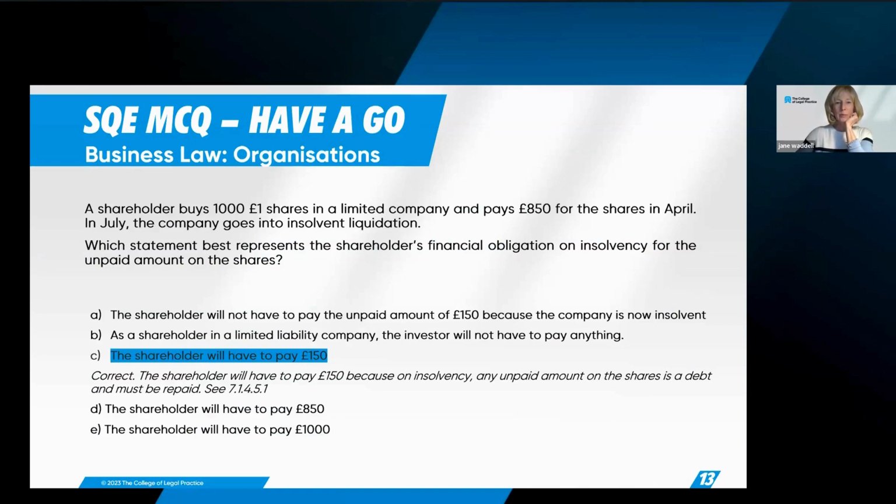If a shareholder buys £1,001 shares, but they only paid £850, they owe the company £150. So they've acquired shares at a discount, or they haven't paid for them at all. So when it goes into liquidation, the first thing that the liquidator does is call on the share capital, and that's sitting as a debt. So they will ask the shareholder to repay £150, because that's the balance they owe the company.